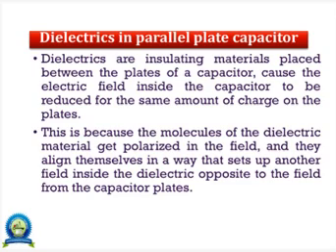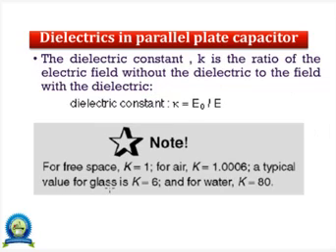This is because the molecules of the dielectric material get polarized in the field, and they align themselves in a way that sets up another field inside the dielectric opposite to the field from the capacitor plates. So in essence, when you have dielectric material between the plates of a capacitor, the capacitance of that capacitor will be different from a situation where you don't have any dielectric material. And so we quickly move on, and we look at the dielectric constant.